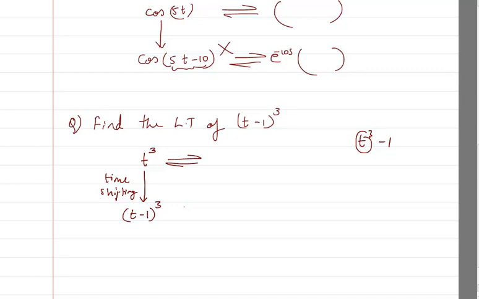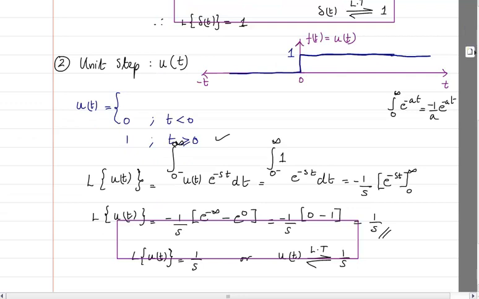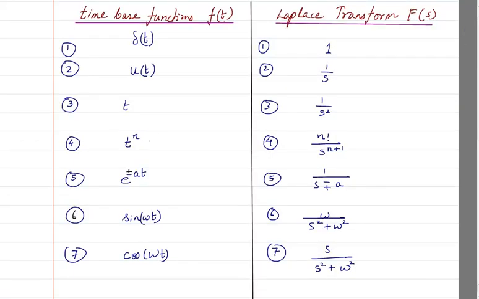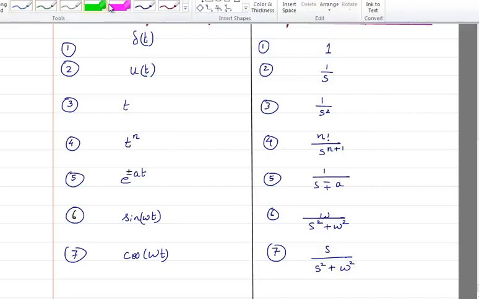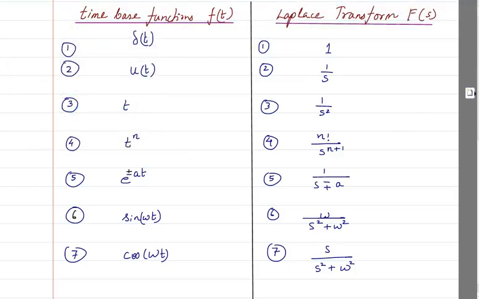So what I have done is taken t and shifted it by minus 1. Then I can find its answer. So how does it come? For t cube, we generally have the formula: t raised to power n is n factorial divided by s raised to n plus 1. So I will use that same concept. Let me use a different color pen.